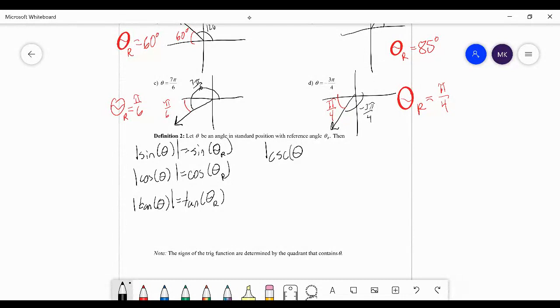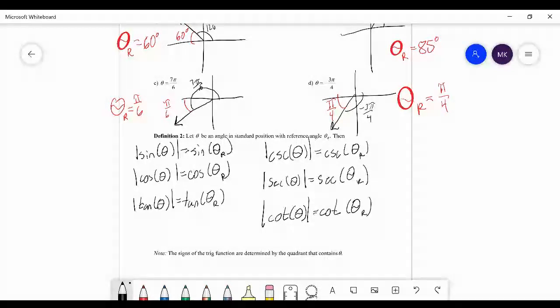Cosecant of theta is equal to cosecant of theta sub r. Absolute value of secant of theta equals secant of theta sub r. Absolute value of cotangent of theta equals cotangent of theta sub r.